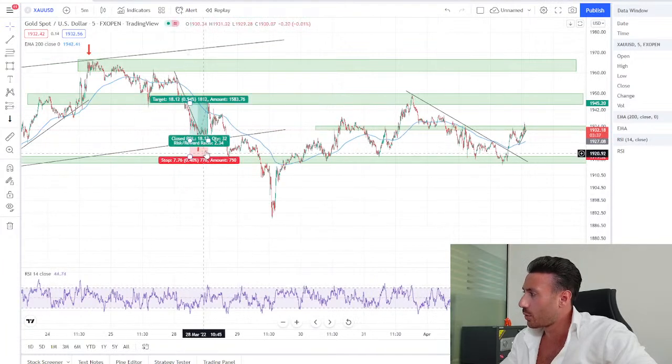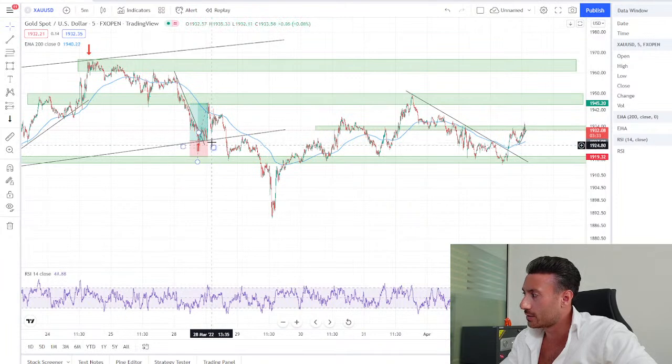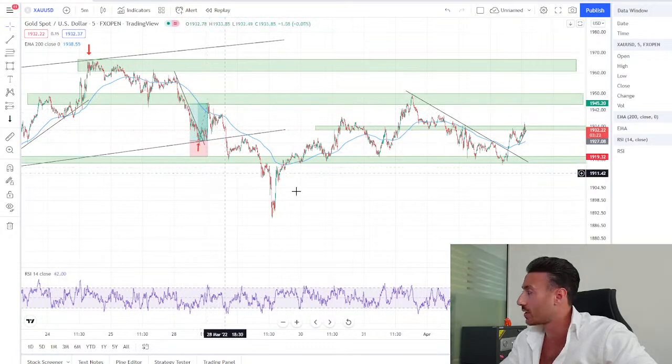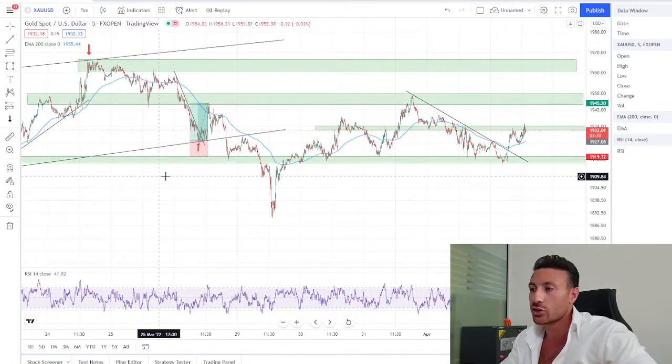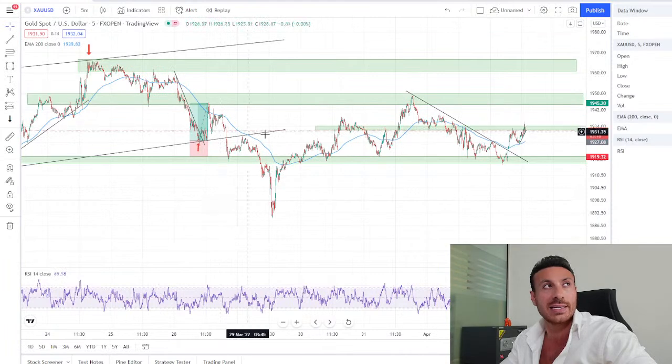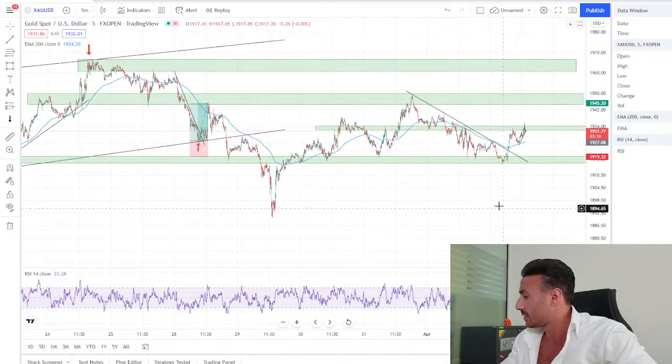So for example, here, if you had one lot, you would have lost 500, but you would have made 2000. So your reward should always be at least 2 to 3 times higher than your risk, so that at the end of the month or the week, your P&L is in positive territory.